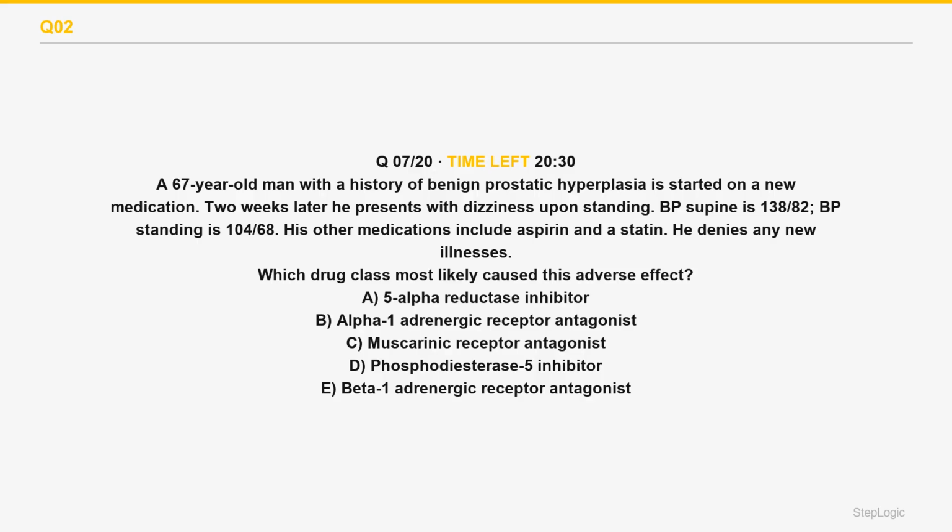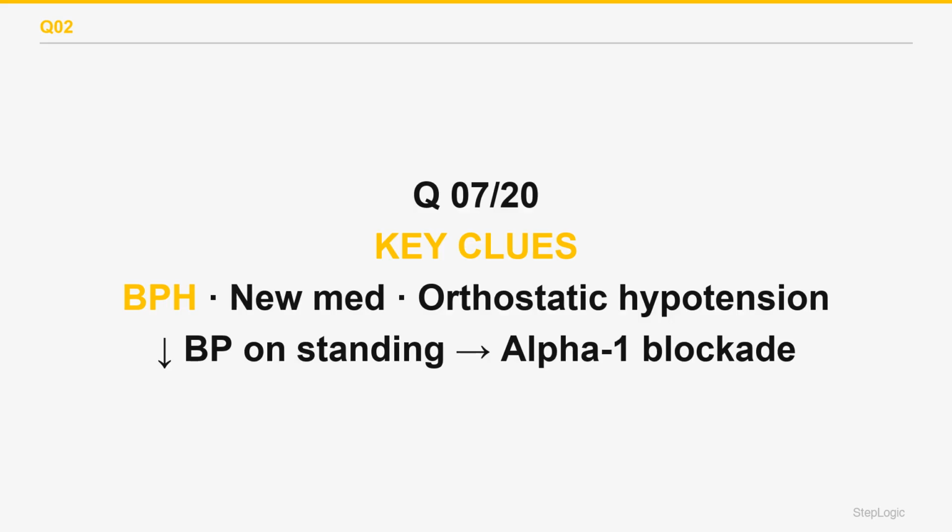Read the question stem. Which drug class caused this? BPH patient, new medication, orthostatic hypotension, fall in systolic BP greater than 20 mmHg upon standing. Alpha-1 adrenergic receptor antagonists, tamsulosin, terazosin, doxazosin, are used in BPH to relax smooth muscle of the prostate and bladder neck. The same alpha-1 blockade in vascular smooth muscle prevents the normal reflex vasoconstriction upon standing. Result: orthostatic hypotension, a classic adverse effect, especially in elderly patients.